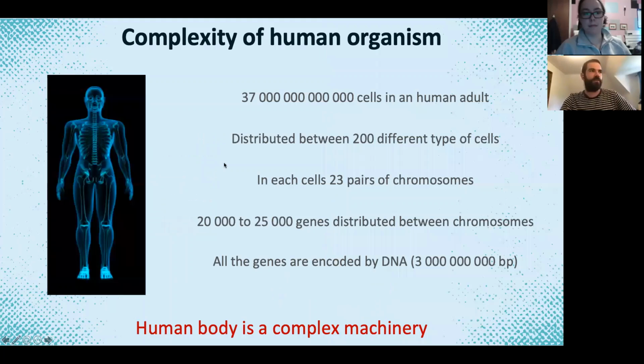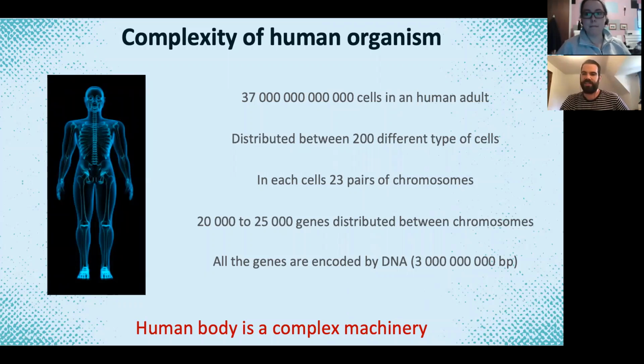So to begin, I like to give a really big picture of the problem. When you look at the human organism, it's really interesting to look at these numbers, because it's a really complex machinery. If you take a whole human body, the number of cells is gigantic, right? And that's the first level of complexity, but you have several levels of complexity.